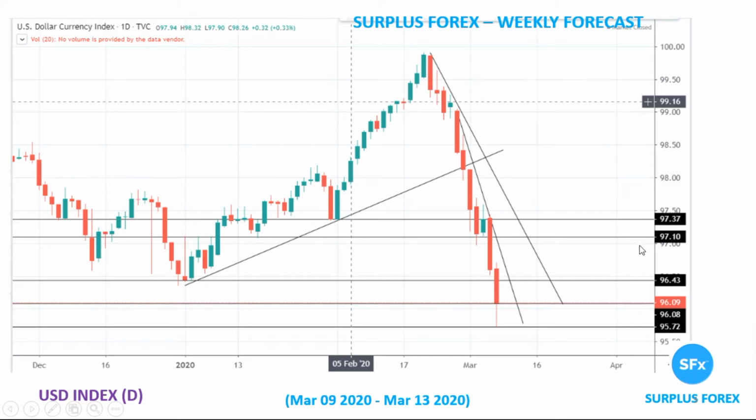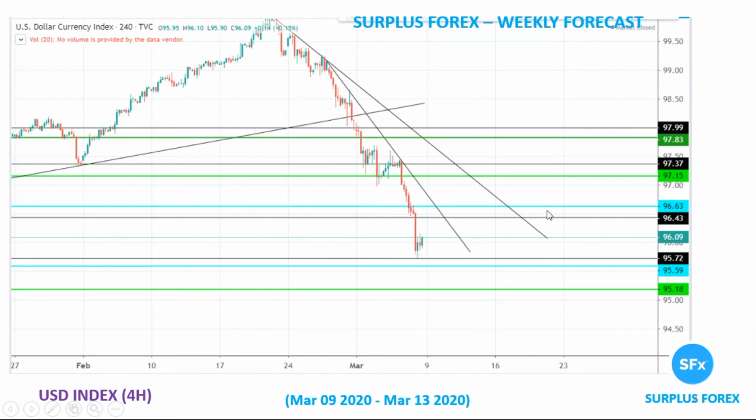So let's see on a 4-hour chart how it'll place. I have marked all the major support and resistances here on a 4-hour chart. So I'm taking my conservative approach for the coming week. I believe that there will be enough recovery in the USD index for the coming week. But still I'm keeping open in case it drops further. So as of now, it's sitting at 96.09.